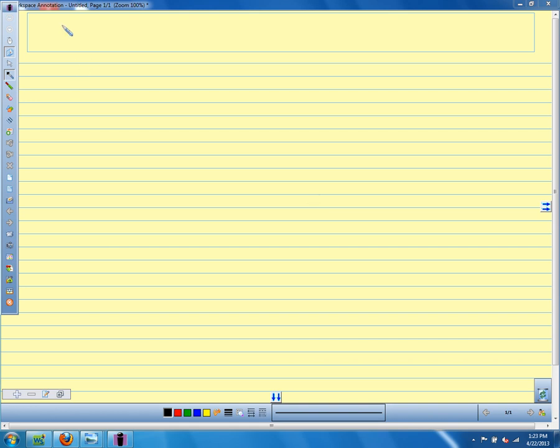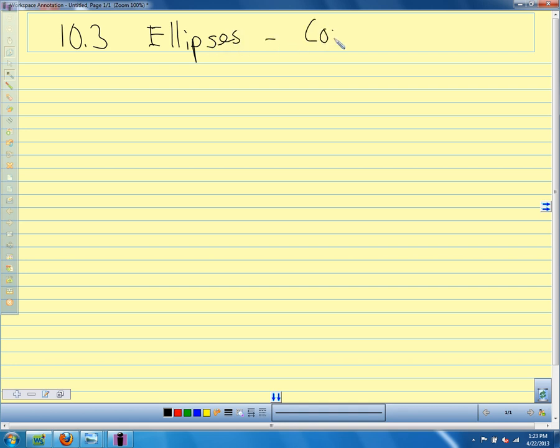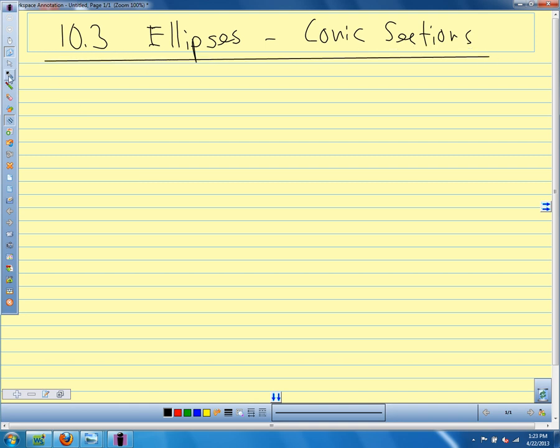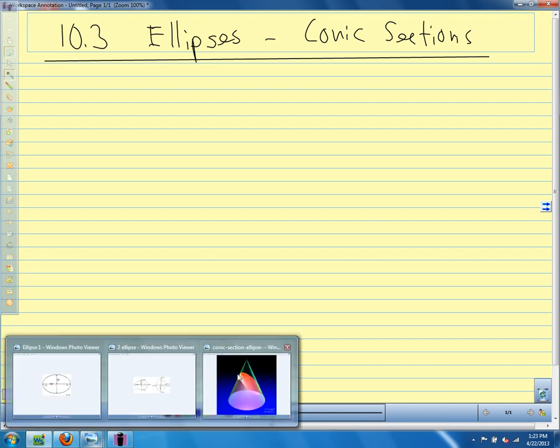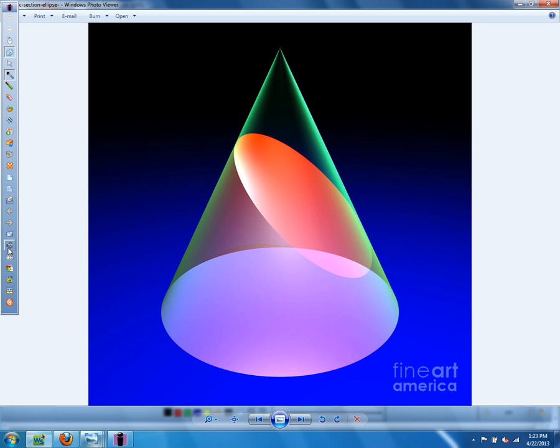In section 10.3 today. So we talked on Friday about parabolas, and we talked about what we meant by a conic section. How parabolas, if we sliced a cone parallel to one of the sides, we get a parabola. Well, an ellipse is another conic section. So let me grab a picture of this.